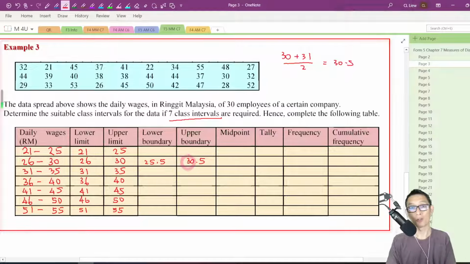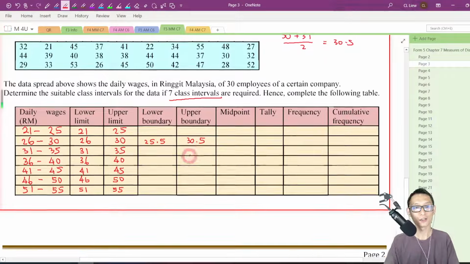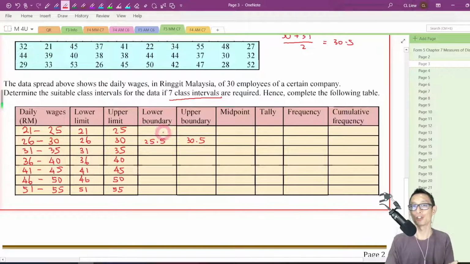So let's say some students don't want to use this way. You can just take 30 minus 25 or 26 minus 21 and so on. Okay. Now, once you have determined the lower boundary and the upper boundary of this class interval, the rest will be easy. So this is 30.5. This is 35.5. This is 35.5. You will notice that the upper boundary of this class interval is actually the lower boundary of the next class interval.